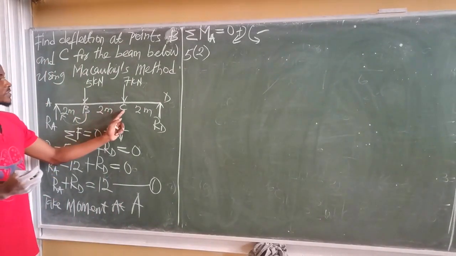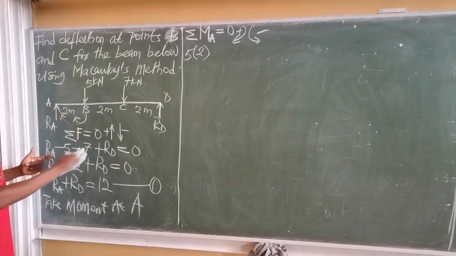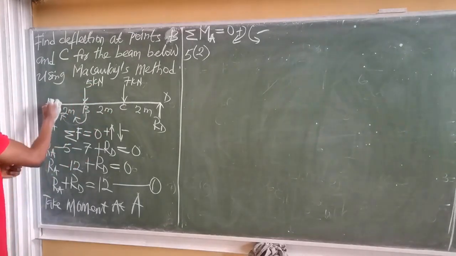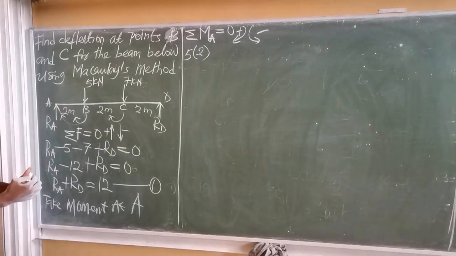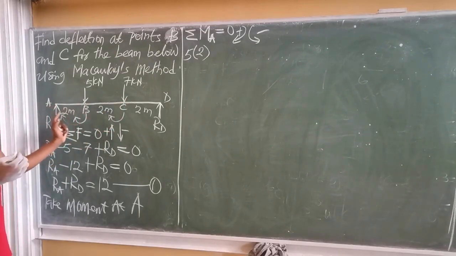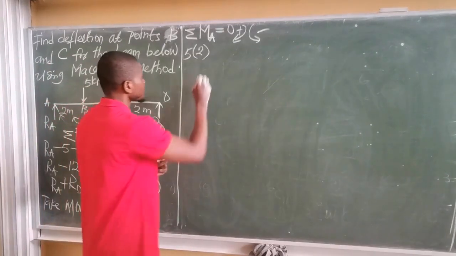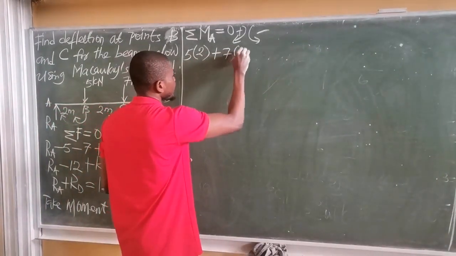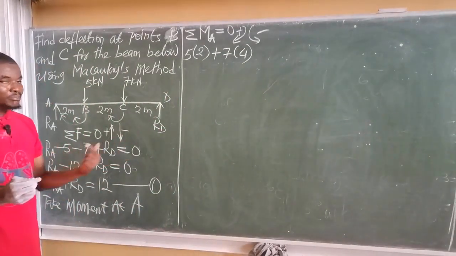Next is the moment of the 7 kilonewtons force about point A. This force is also acting downward, so it will turn from this point to point A in the same direction, which is still clockwise. The distance it takes this force to get to point A is simply 2 plus 2, which is a total of 4 meters. So the moment of this force, first of all, is positive, and the distance to point A is 4 meters. So I will simply have plus 7 times 4.